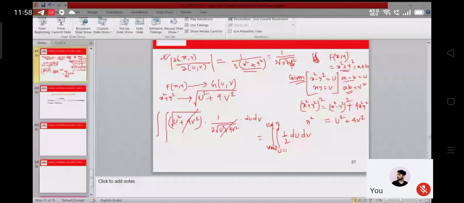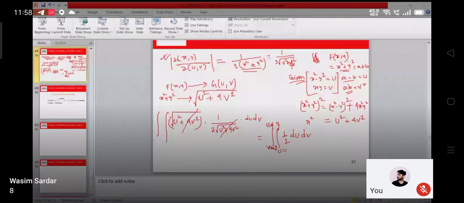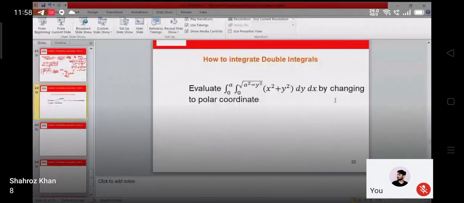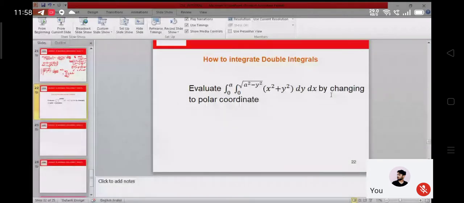Okay. Now let us look at the next problem we have. This one, by changing to polar coordinates. I will not solve it. You guys will solve it. Let us first discuss. Tell me what transformation will you use to change it to polar coordinates?